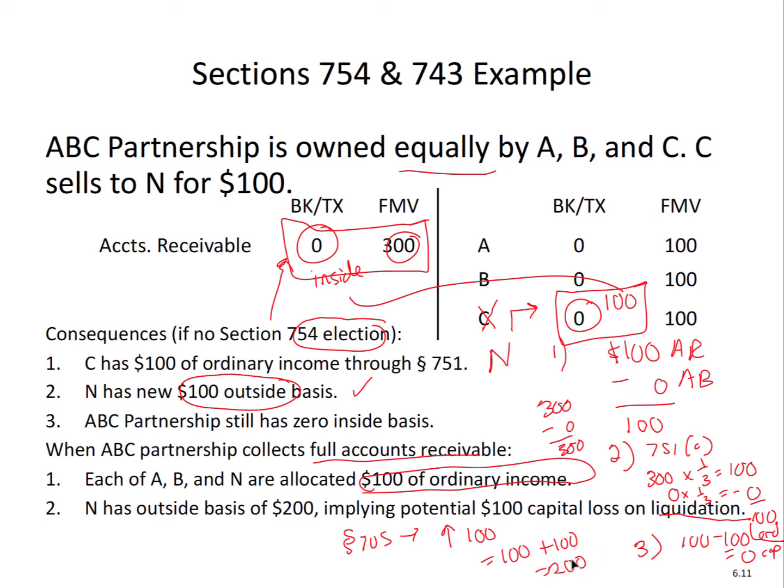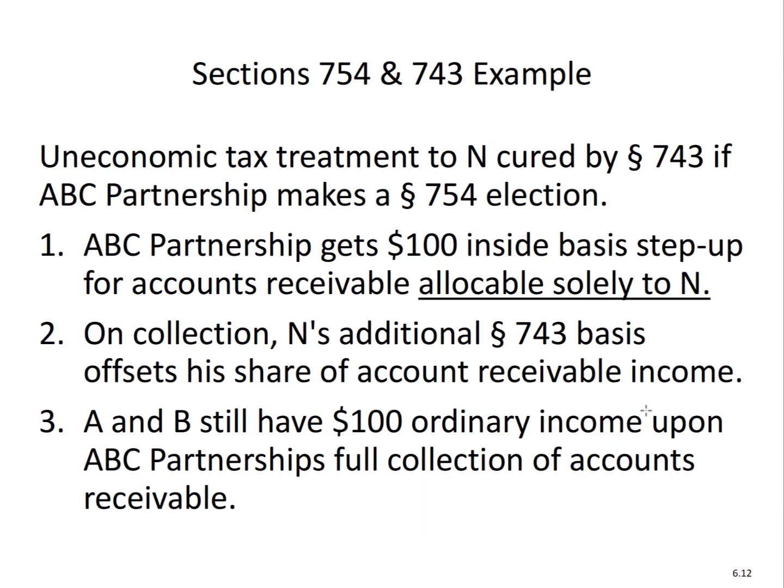And then if N sells, where the value is $100, guess what? N has a capital loss of $100, which is not good because N had to recognize ordinary income of 100 and now has a capital loss of 100. That's not good because, as you remember from basic tax concepts, you can't offset a capital loss against your ordinary income, but only up to $3,000. If this is hundreds of thousands of dollars, then N's going to be out of luck for $97,000 because N can only use 3,000 of that. So that's a real bad situation. That's basically what 754 remedies.